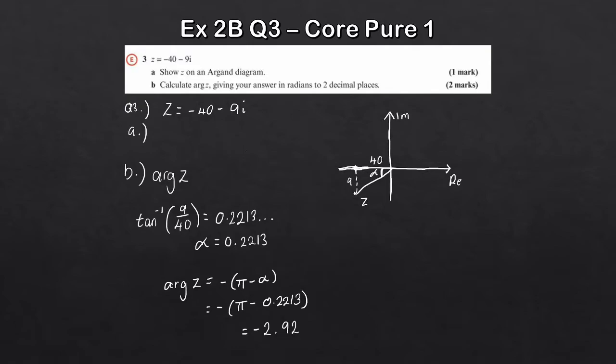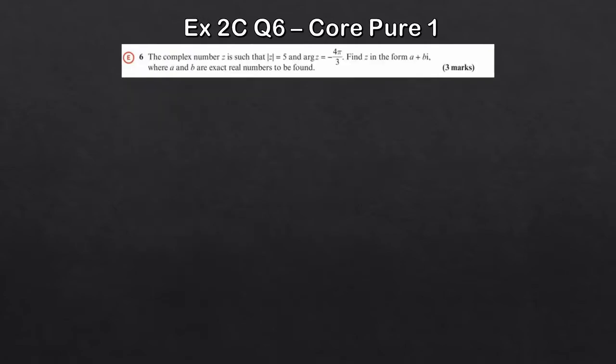So hopefully a nice easy one to get started, but it's just going over the key concepts of an Argand diagram and being able to work out the argument of a complex number. The next question is, we're given the modulus and we're actually given the argument as well. We're asked to then find the complex number using this information. So how would we do a question like this?